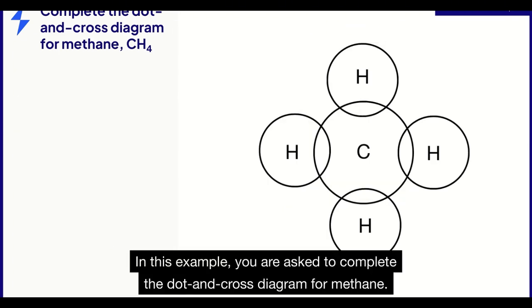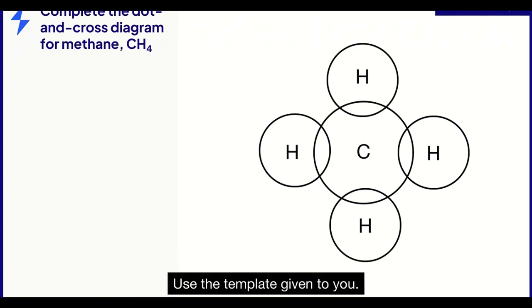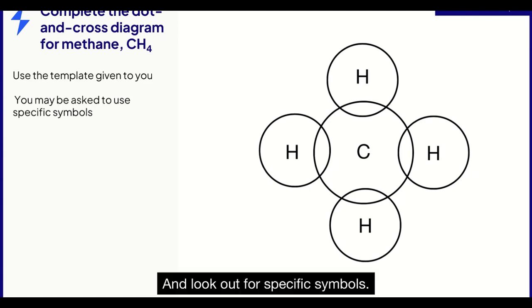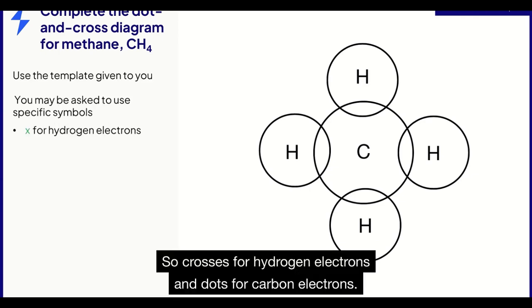In this example, you are asked to complete the dot and cross diagram for methane. Use the template given to you and look out for specific symbols, so crosses for hydrogen electrons and dots for carbon electrons.